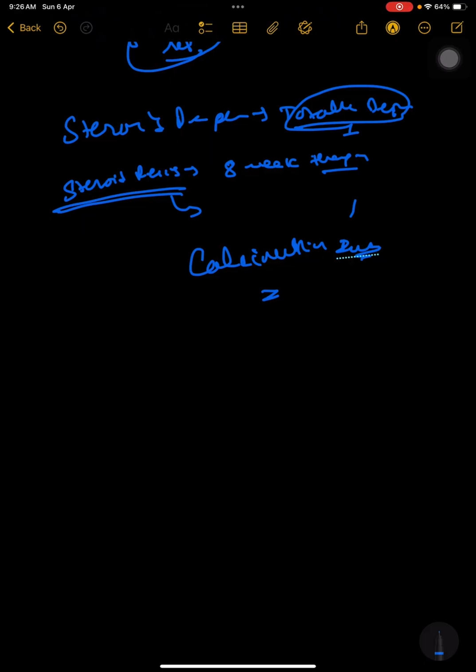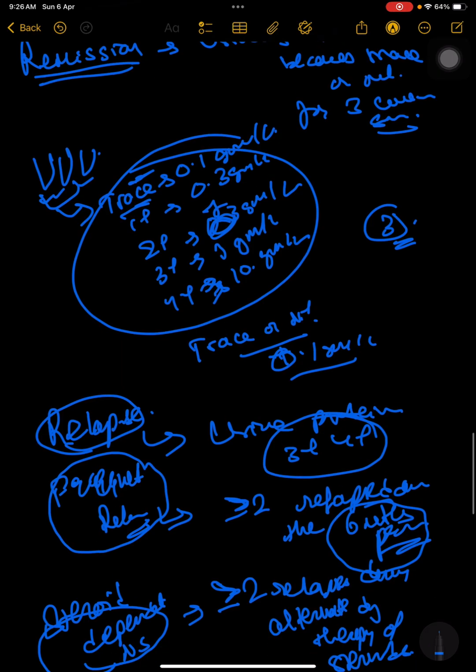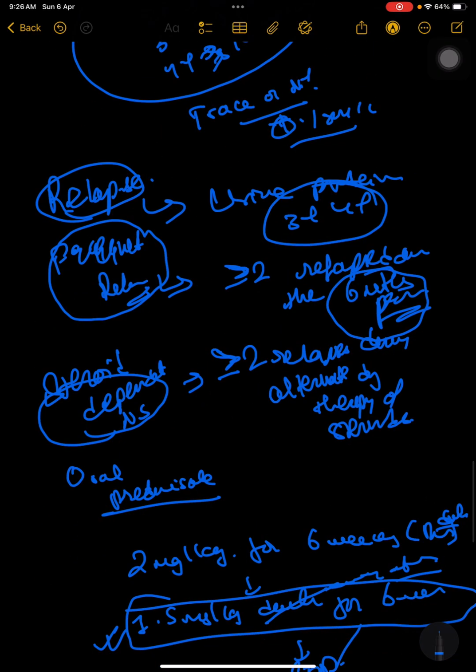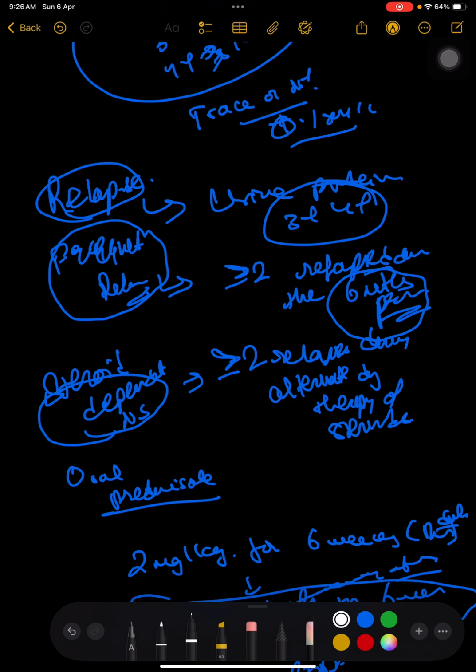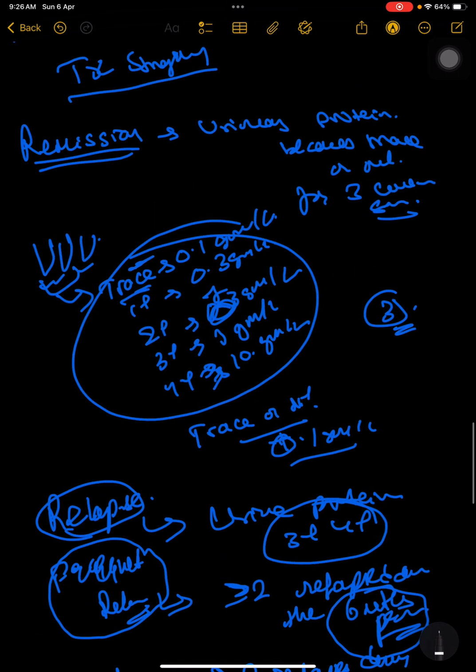So you got it right. What to write? Remission, relapse, frequent relapse. Once again let us revise. When do we say remission? Remission means the person doesn't show this higher proteinuria, he will only show trace or nil protein, in 3 consecutive samples. That is remission.